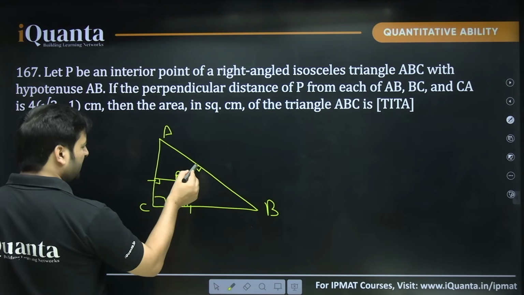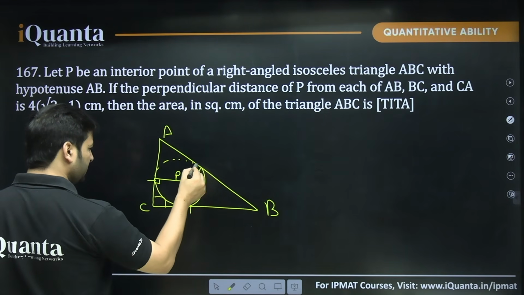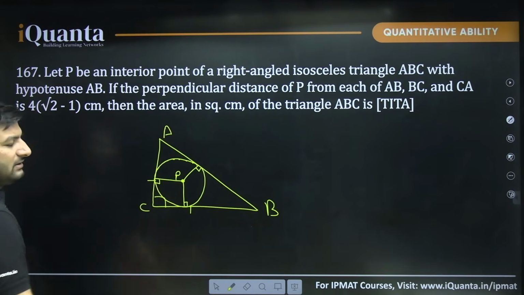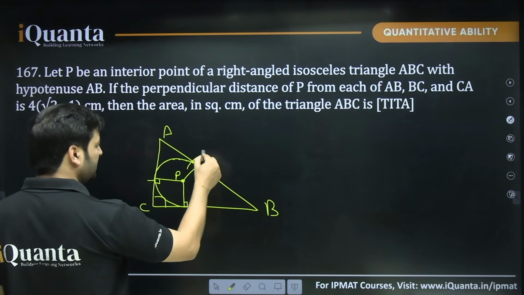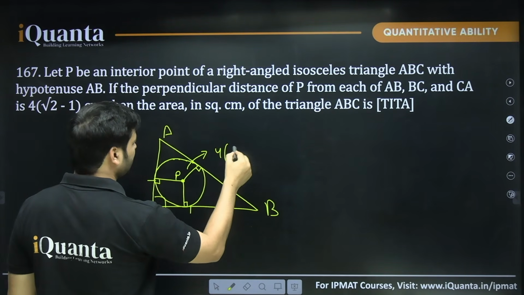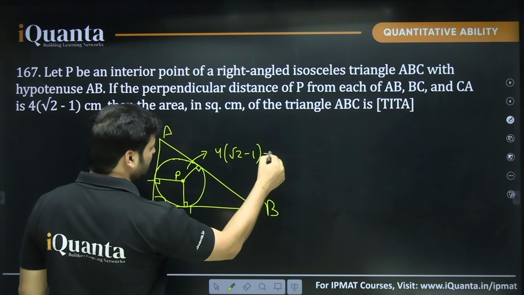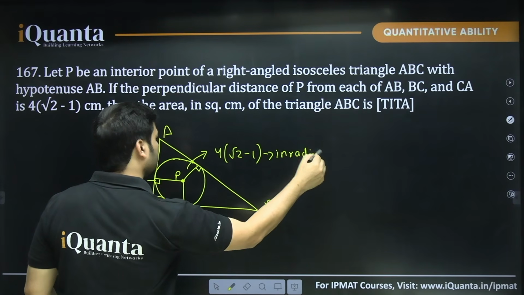Can you say that this is kind of the inradius? There will be a circle formed here which will be touching all these 3 sides, right? So what do we see? An incircle, yes or no? And what does this distance become now? This distance was given as 4 times root 2 minus 1. So this distance is basically the inradius of this triangle.